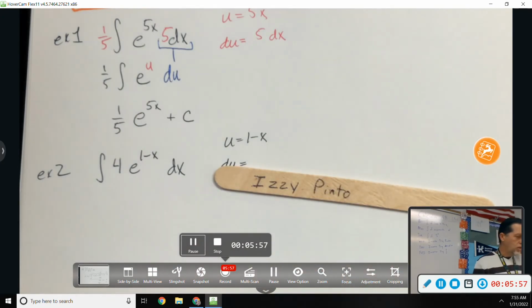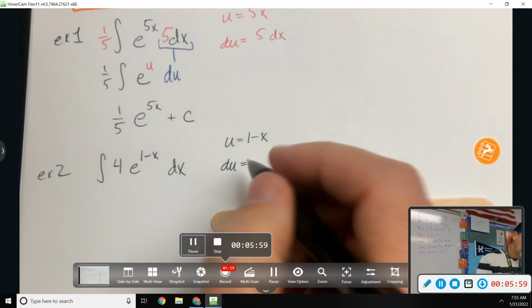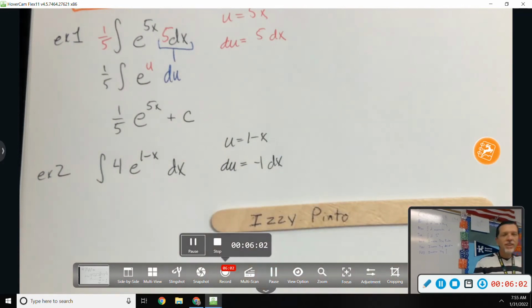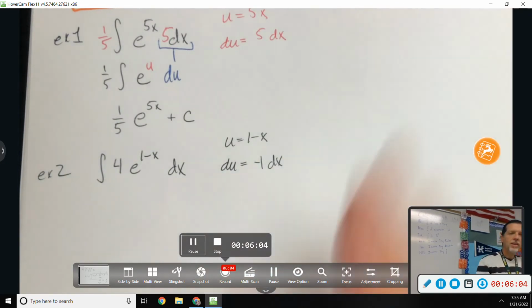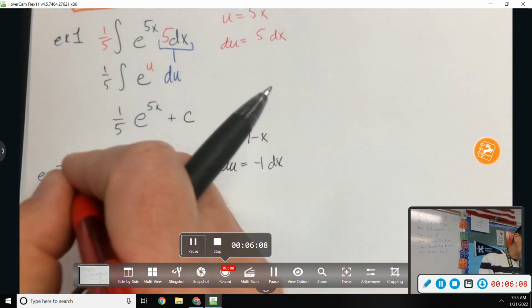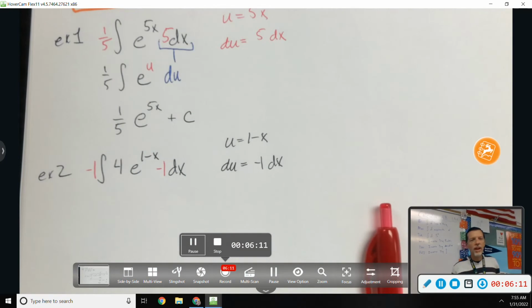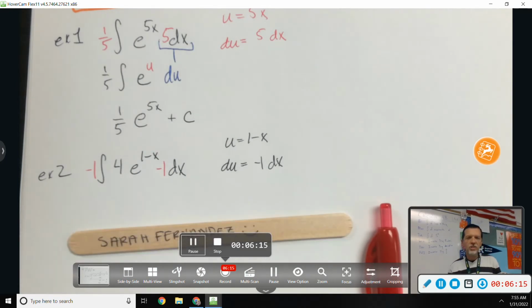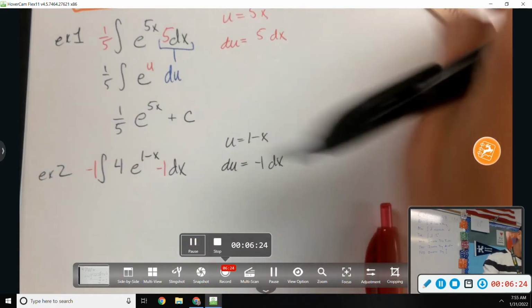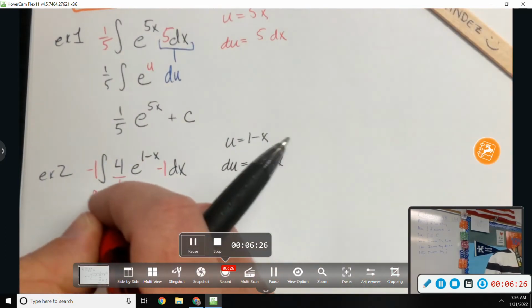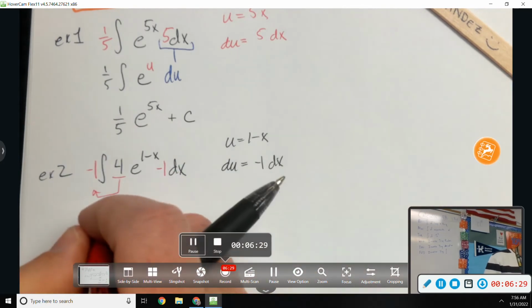Izzy, what's du then? -1. Or -1 dx, would be technically correct. So that's not too bad. I can make a -1 be there, as long as I put it on the outside as well. So I'm getting closer. Sarah, there's a 4 that's sort of in the way here, messing things up. What can I do with the 4? Yeah, just move him out front. So out front there's now a -4.